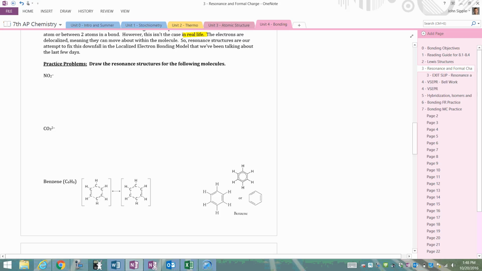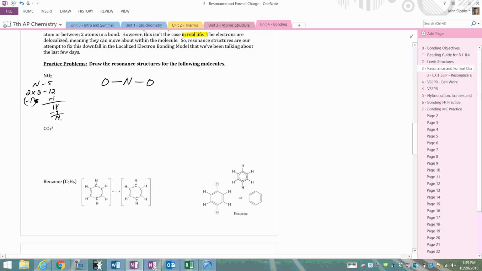So nitrite, NO2 minus. Nitrogen has 5 valence electrons. We have 2 times oxygen, and each oxygen has 6, that's 12. We have a -1 charge there, so we add an extra electron. So we have 18 electrons to dish out. I'm going to put nitrogen in the middle, since it is the least electronegative, surrounded with oxygen. That uses 4, so we have 14 electrons left over.